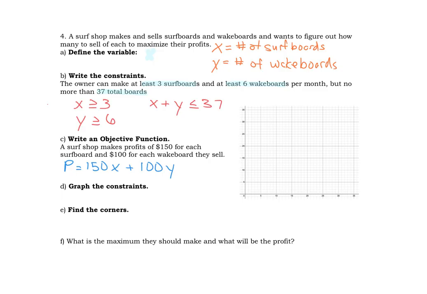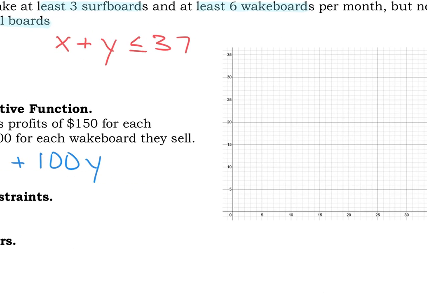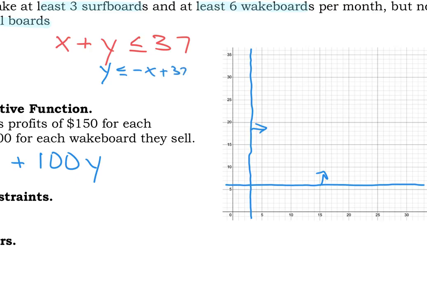So I'm going to graph x has got to be greater than or equal to 3. I'm going to have to make this bigger so I can see it. Greater than is to the right. And then the next one is y greater than or equal to 6, and that's going to go up. And then this equation, I've got to solve for y. So y is less than or equal to negative x plus 37. 37's up here. And now I'm going to graph this carefully to find all my corners.